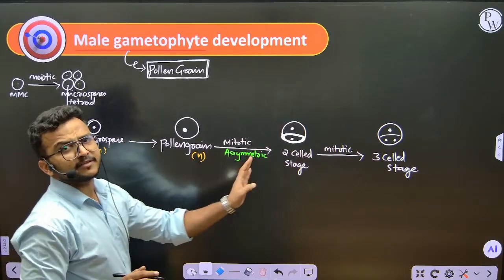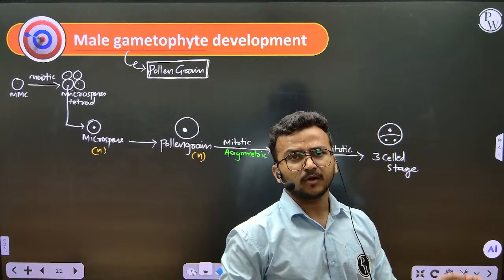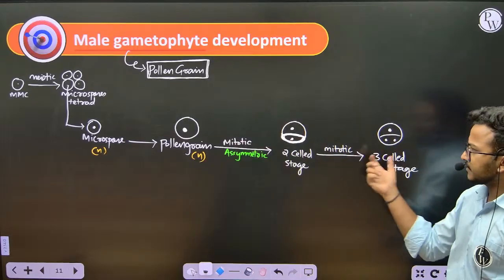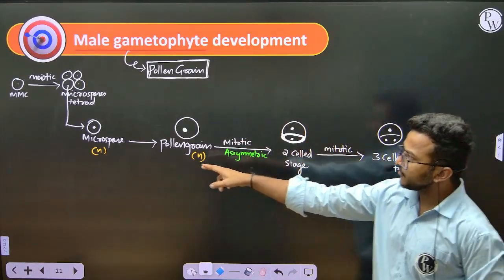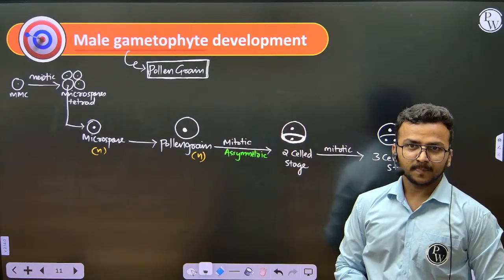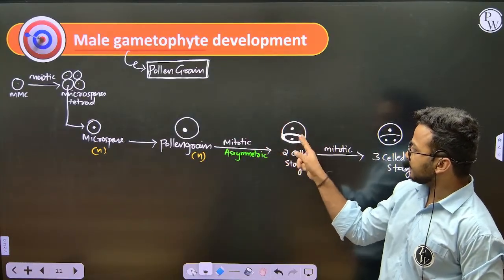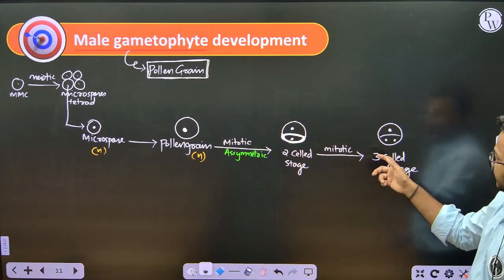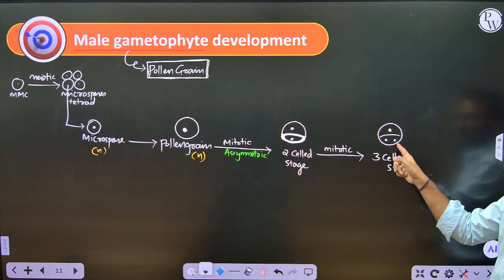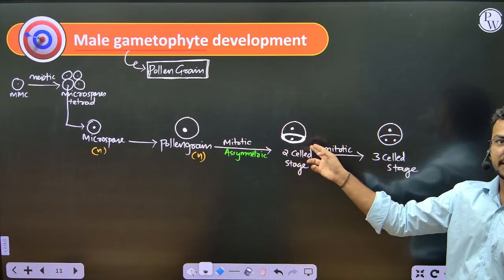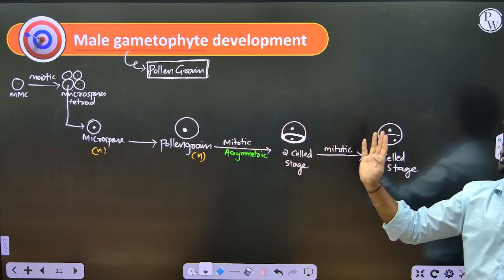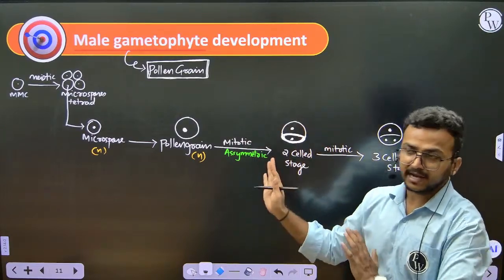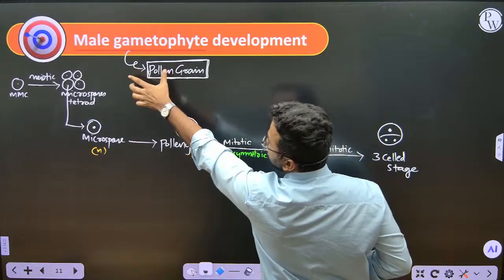So what we have discussed is just the development from the microspore, how the pollen grain is formed. What we have seen is the development of the male gametophyte. One is an asymmetric division, and we get a two-cell stage, with one bigger cell and one smaller cell. Another mitotic division takes place in the smaller cell, which we call the generative cell. This is the vegetative cell, which we will discuss in the structure of the pollen grain. That's why I am not explaining that now. What we are focusing on in this slide is only the development of the male gametophyte.